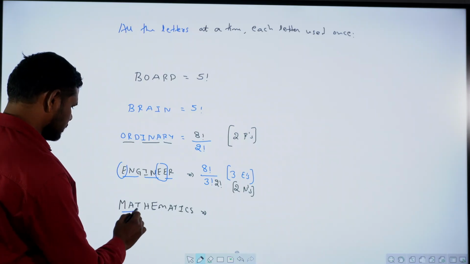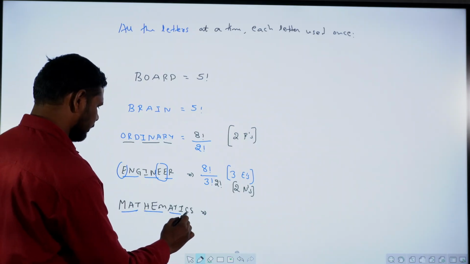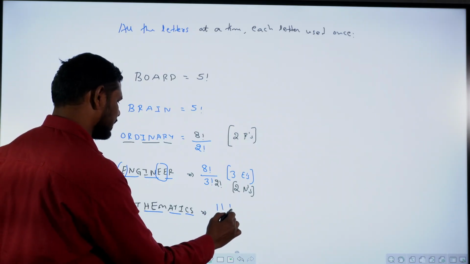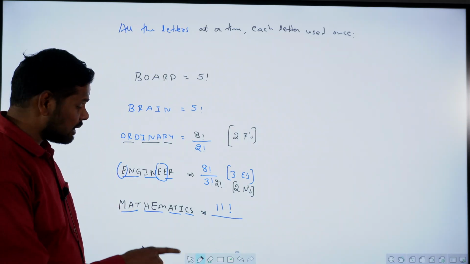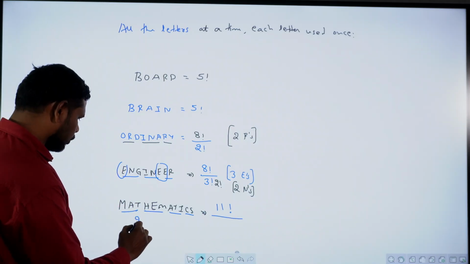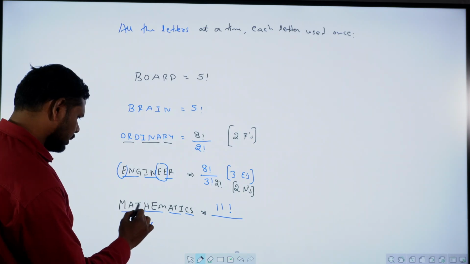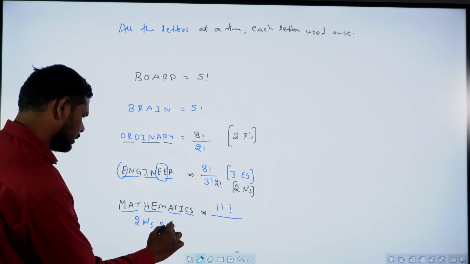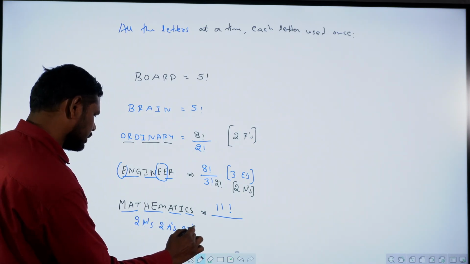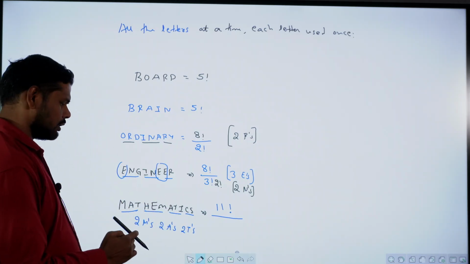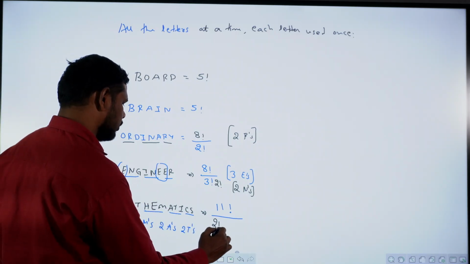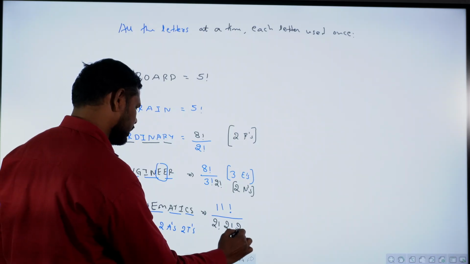The word MATHEMATICS. In how many ways can we arrange using all the letters of the word MATHEMATICS? 3 letters plus 3 is 6, plus 3 is 9, plus 2. Total number of letters is 11. So 11 letters can be arranged in 11 factorial, but some repetitions are there. 2 M's are there, 2 A's are there, and 2 T's also there. Then H, E, I, C, S are different letters. So in the denominator, 2 factorial into 2 factorial into 2 factorial.